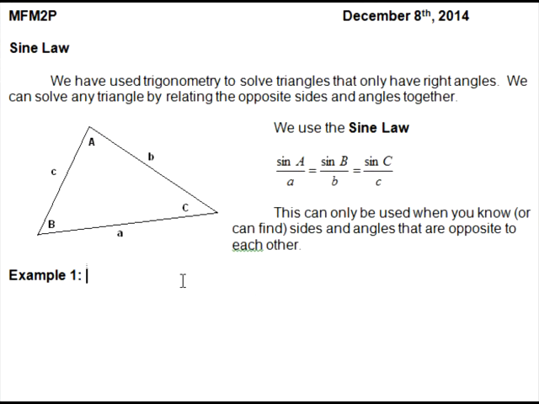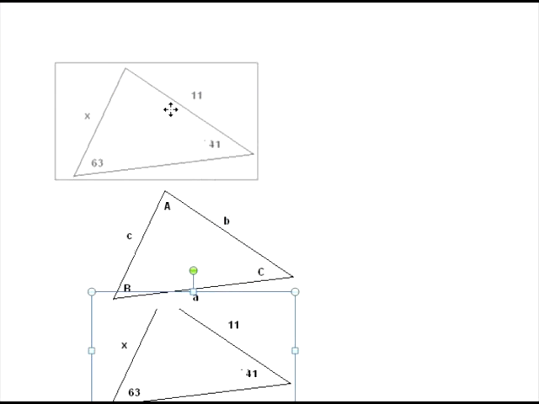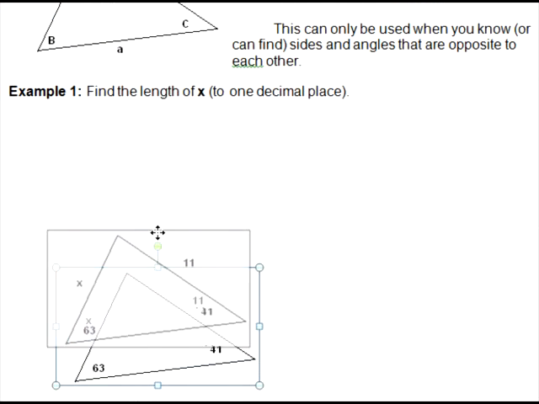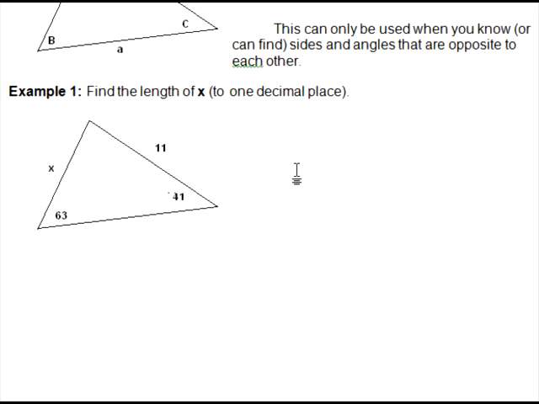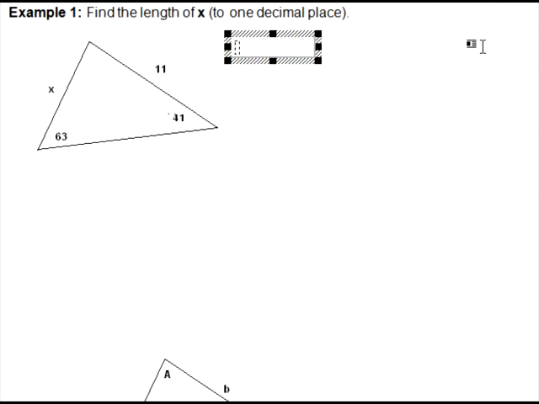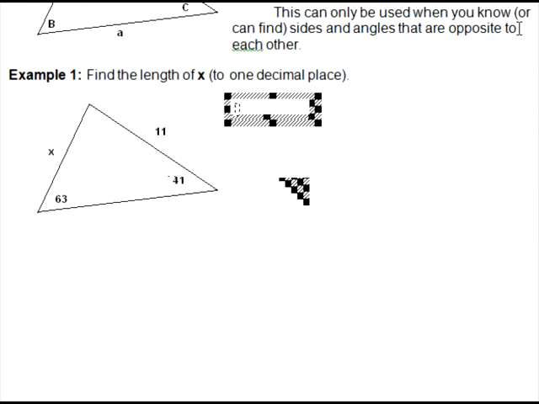Example 1 says: find the length of x to one decimal place. So what I'm going to do now is copy that over. Here's our new triangle. The whole idea of sine law is that we're going to set sides and angles equal to each other. I'm going to start by picking my favorite angle, which in this case is 41 degrees. Since it's an angle, I'm going to type in 41.